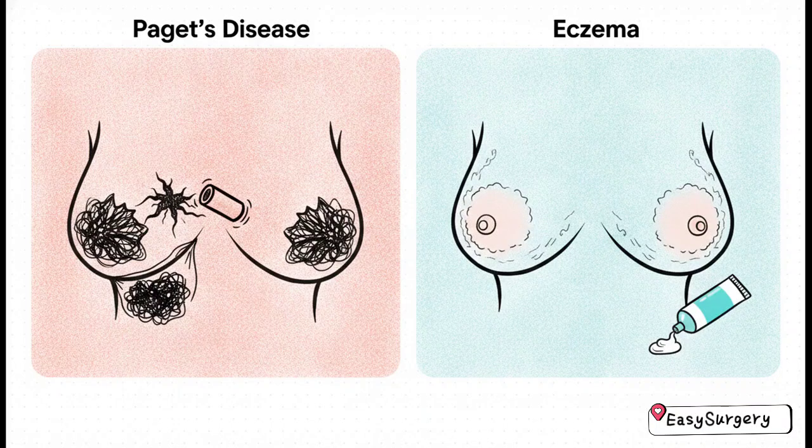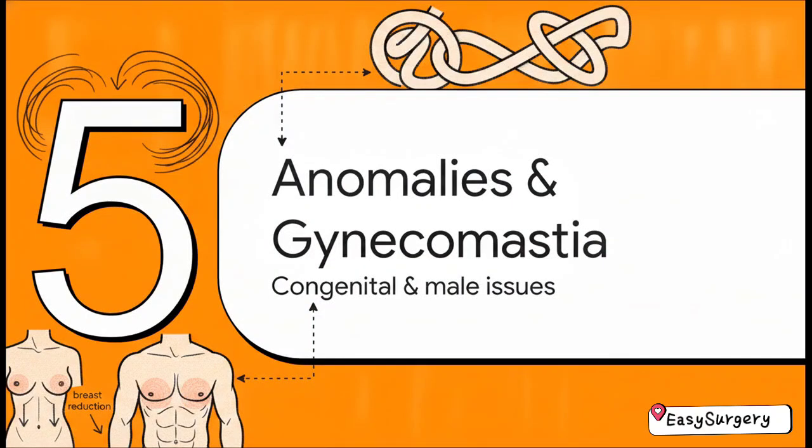And here's the real, absolute kicker. In 70% of Paget's cases, it's actually just the superficial, visible manifestation of an underlying cancer hiding deeper down, usually DCIS. Eczema, on the other hand, is usually bilateral, completely spares the nipple complex itself, and clears up pretty well with topical steroids.